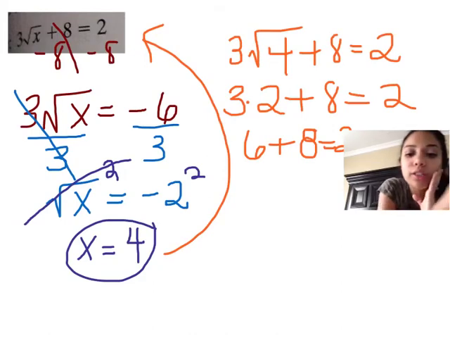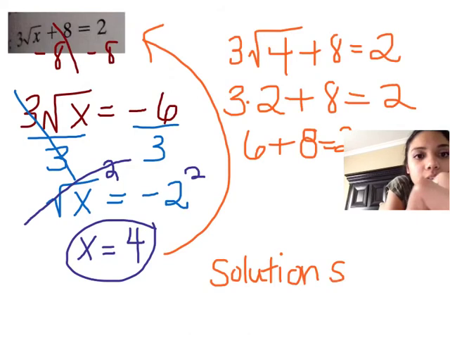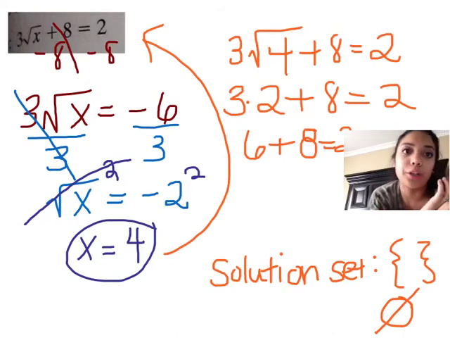So your solution set would be blank. There would be nothing in there, or you could just have 0. Or you could put no solution because it doesn't work, which just means that there's no real number solution.